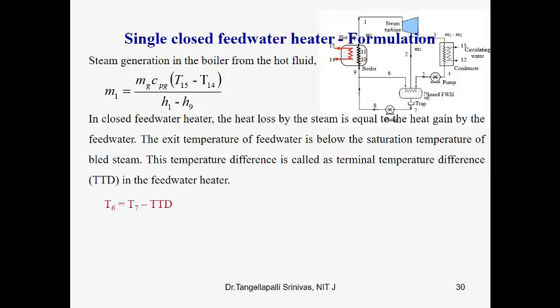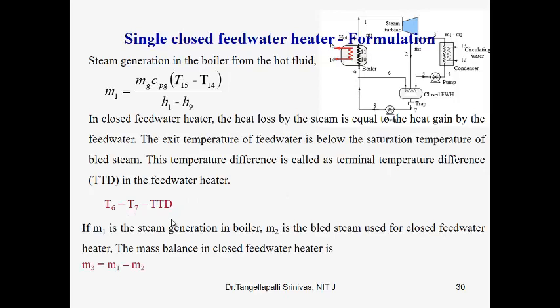While designing a closed feed water heater, a temperature difference has to be maintained, that is the terminal temperature difference, to ensure a positive temperature difference between the hot fluid as well as the cold fluid. Hot fluid is the steam and cold fluid is the feed water. So T6 is kept below the steam temperature at the exit. T7 is the condensed steam. T6 is kept at T7 minus TTD, the terminal temperature difference.